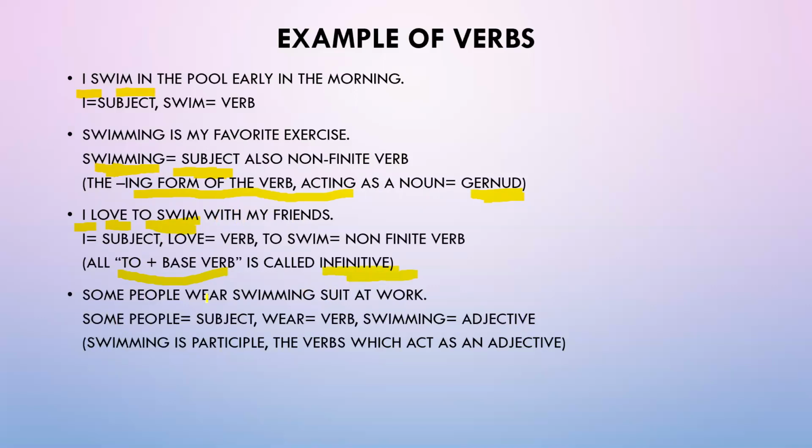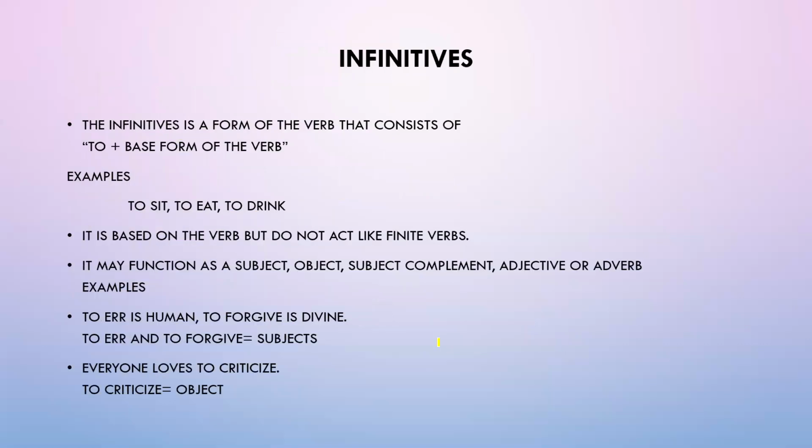And then: some people wear swimming suits at work. Some people in this particular sentence is the subject. Where is the main verb? This is a finite verb. Swimming suit at work. Which kind of suit? Swimming suit. So swimming is acting as an adjective here, right? So this is a participle. I hope this is clear to you.